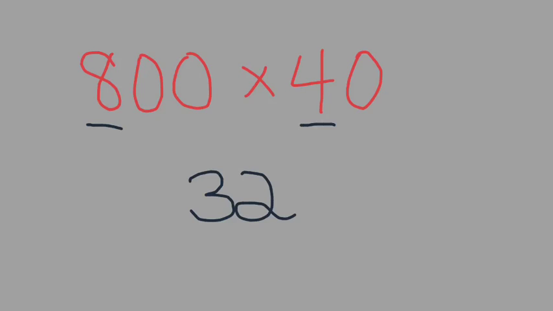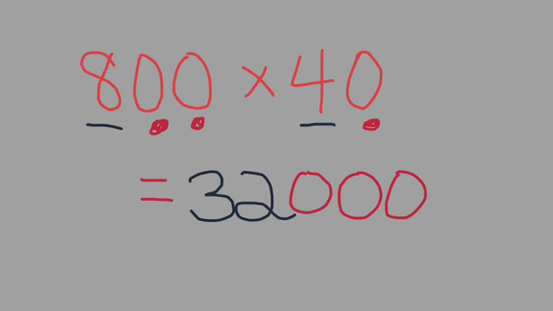And next, I'm going to underline or mark off all of the zeros in my factors so that I can count them up. I'm counting up the number of zeros in the factors so that I know how many additional zeros need to be in my answer, my product. So I see that there are 3, and I'm adding 3 zeros to my answer. And we all know the answer in multiplication is called the product. So 800 times 40 equals 32,000.